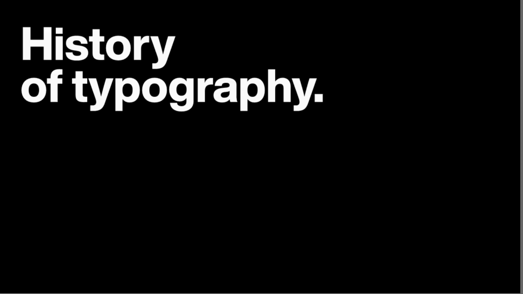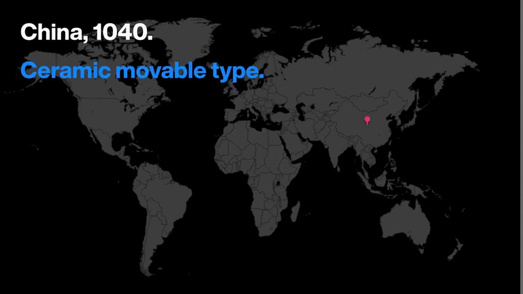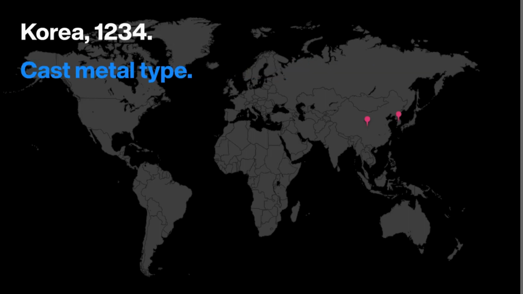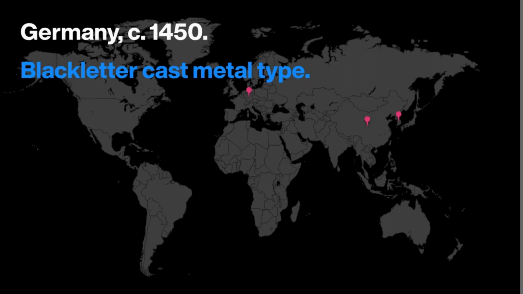There are various lenses through which one can view the history of type. There's the geographic lens. Ceramic movable type was used in China, and it was invented in 1040. Wooden and bronze movable type were used in China in the 12th century. Cast metal type was used in Korea in 1234, and we have surviving examples from 1377 in print. And Gutenberg started printing from metal movable types in Germany between 1436 and 1450.